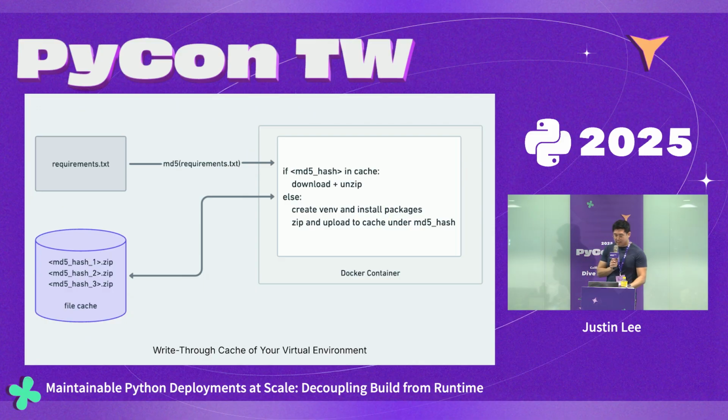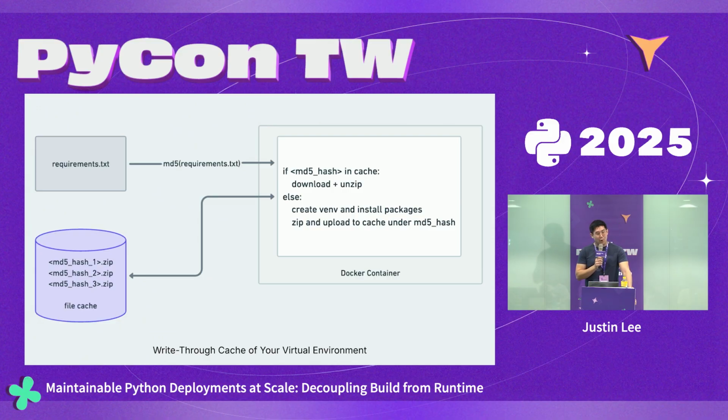So how this works is that we have a Python requirements.txt file on the top left. We run the MD5 command to calculate a hash of this file. And this results in a unique identifier that can help us uniquely identify the set of Python dependencies defined in this requirements.txt file. When the Docker container runs your application, it will check to see if this hash exists in the cache in the bottom left. And if it does, great. It will download it, unzip it, and run with it.